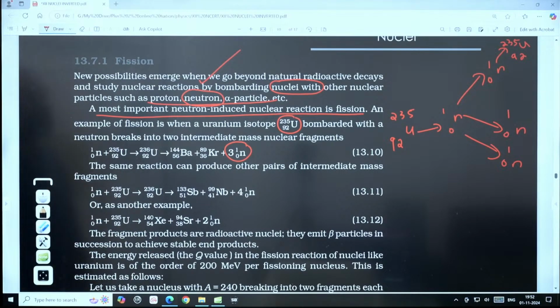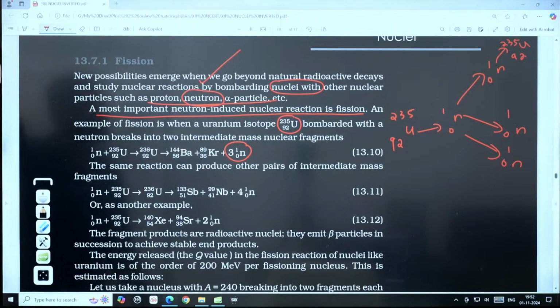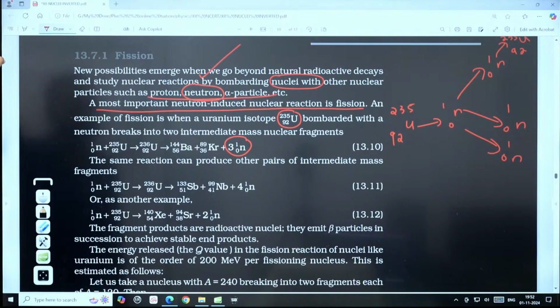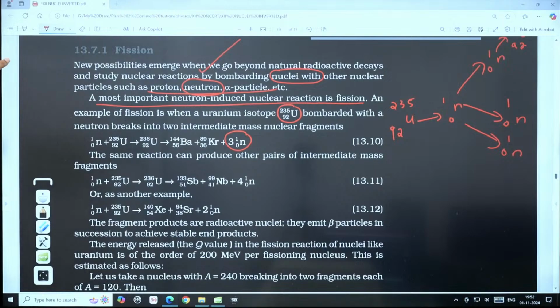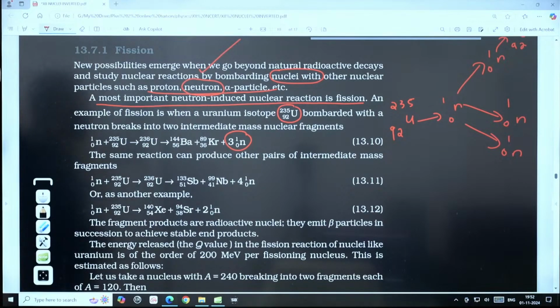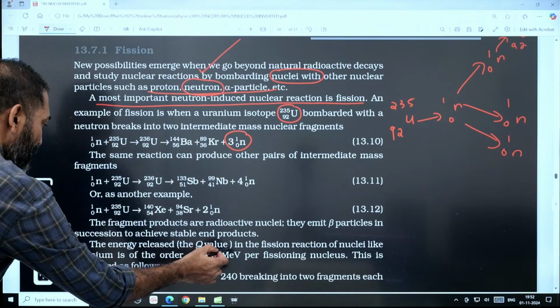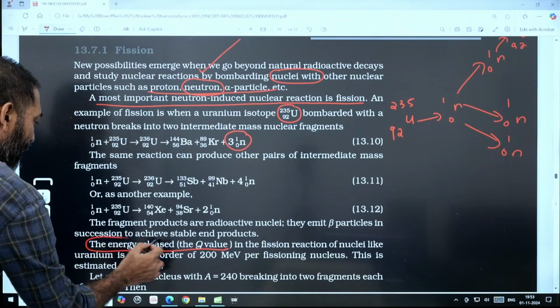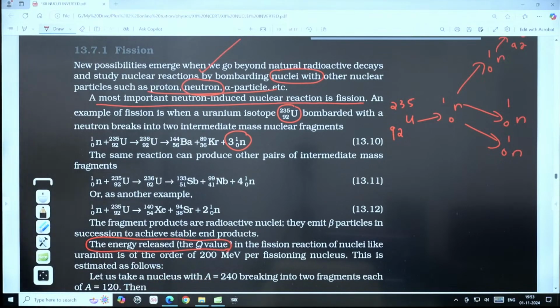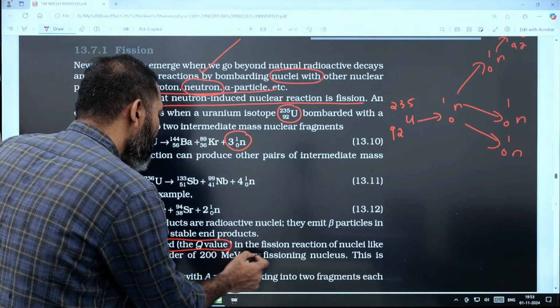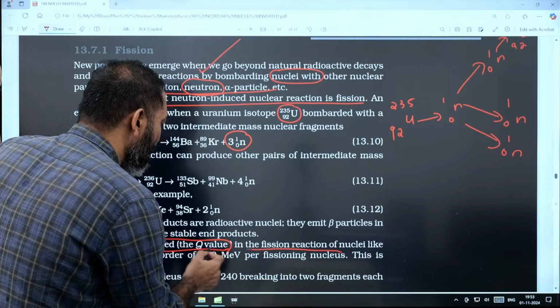The fragment products are radioactive nuclei. They emit beta particles in succession until they reach a stable end product. The energy released is called the Q value. Remember, energy released in a nuclear reaction is called the Q value. In the fission reaction of nuclei like uranium, it is of the order of 200 MeV per fissioning nucleus.